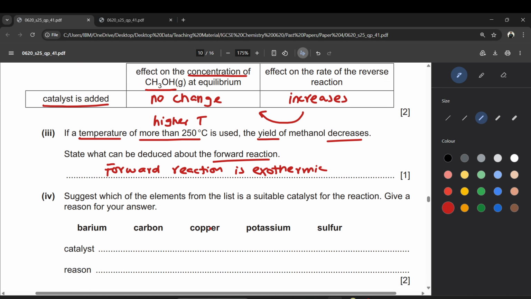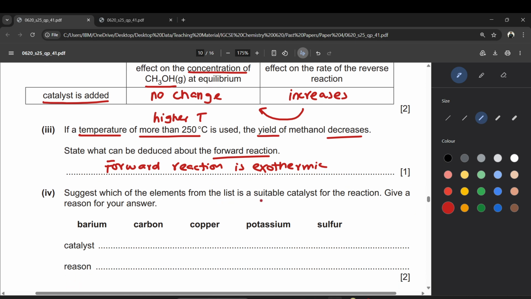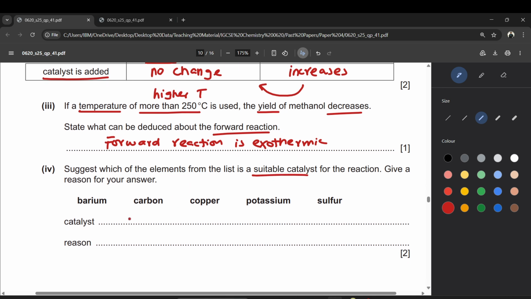Suggest which of the elements from the list is a suitable catalyst for the reaction. Give a reason for your answer. So we have barium, carbon, copper, potassium, sulfur. Now from all of these options, we know that only a transition metal can act as a catalyst, right? So there's only one transition metal, which is copper. And the reason is going to be it is a transition element.